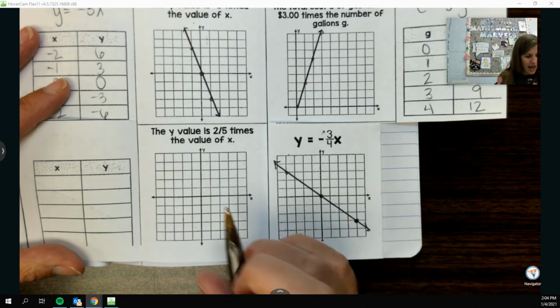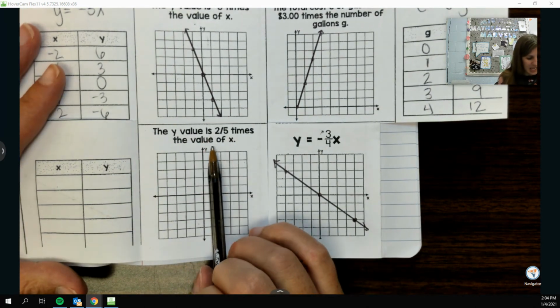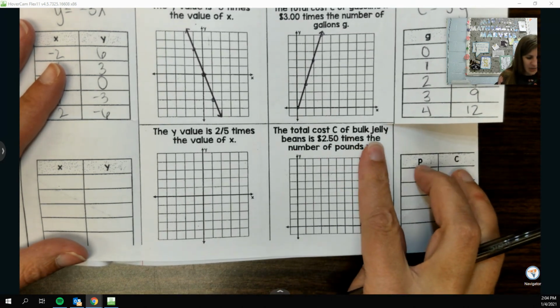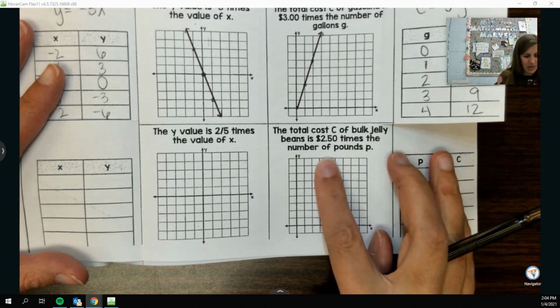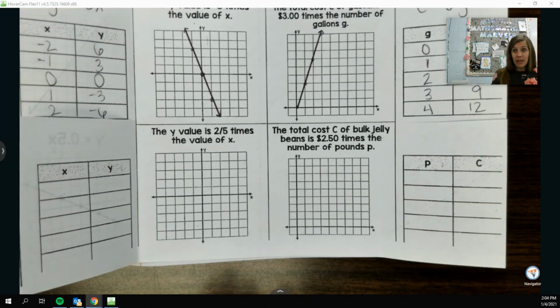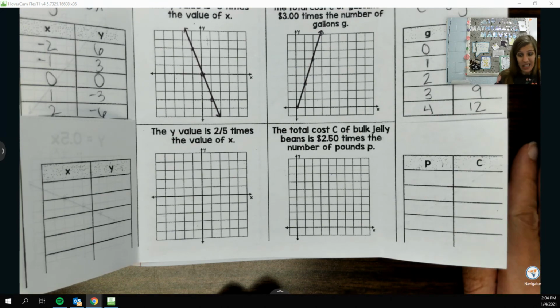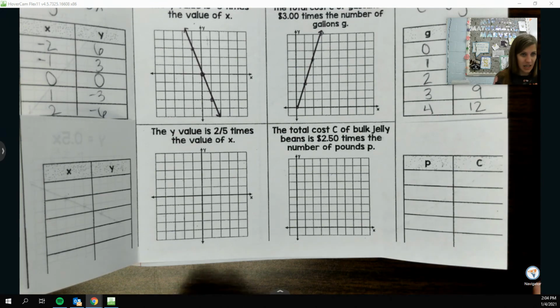Next, the y value is 2/5 times the value of x. And then the total cost C of bulk jelly beans is $2.50 times the number of pounds P. I'm going to leave these two to maybe try with you guys in class. So we'll leave it at that.